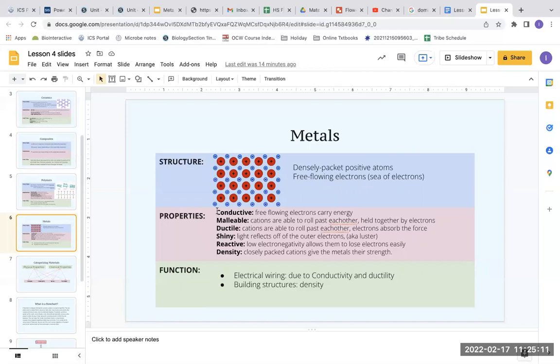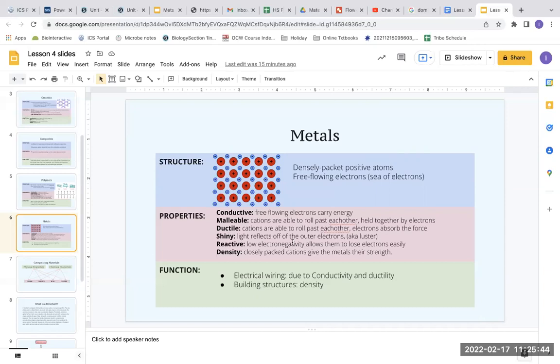it's able to conduct electricity. It conducts heat also very well because electrons carry energy. It's malleable because the atoms are attracted to each other with positive and negative ions. So you can put force on it and the atoms will slide against each other, but they will not fall apart. And that's what makes something malleable. It's also ductile, so that means you can roll it, stretch it.